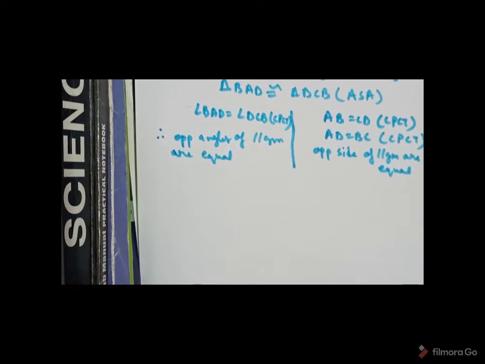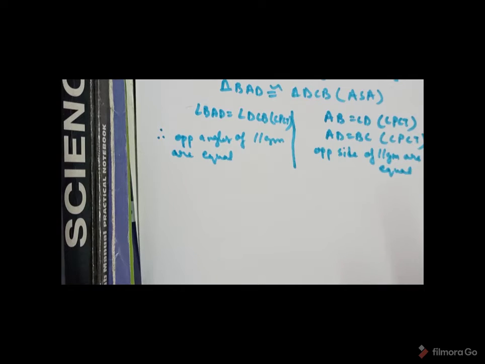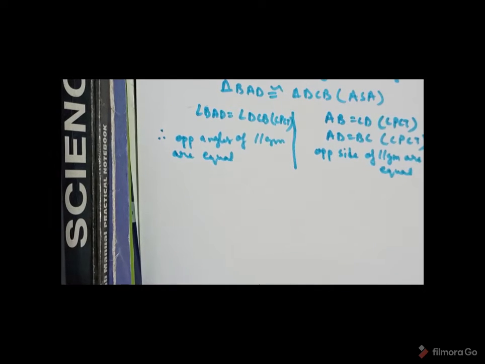If it is asked to prove or show that the opposite angles of a parallelogram are equal, first you have to prove the congruency of the two triangles, and after proving the congruency, by CPCT you can say that opposite angles of a parallelogram are equal. Similarly, if it is asked to prove that the opposite sides of a parallelogram are equal, in that also you will draw a diagonal, prove the congruency of two triangles, and then by CPCT you can show that the opposite sides of the congruent triangles are also equal.